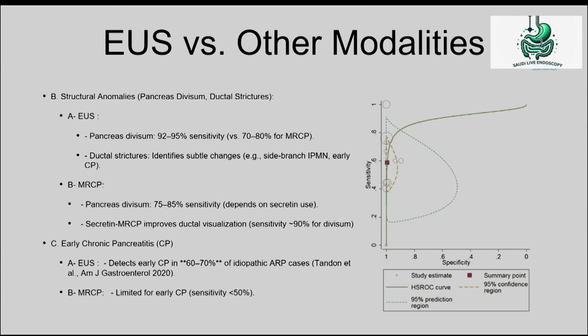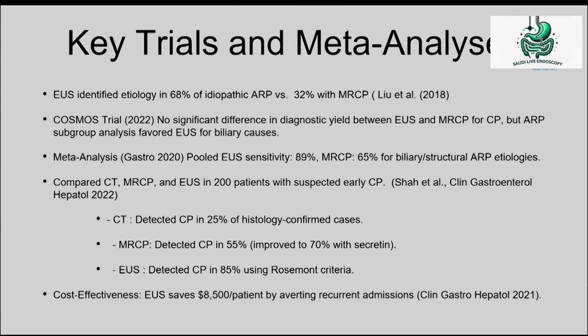What about the early sign of chronic pancreatitis? EUS is very sensitive, reaching up to 75% to detect early signs of chronic pancreatitis compared to MRCP, which is less than 50%. So that's the reason EUS is a very important modality in any patient admitted with acute pancreatitis. So this is a key trial and meta-analysis which suggests a role of EUS in acute pancreatitis regarding recurrence or not. So this is a well-known study.